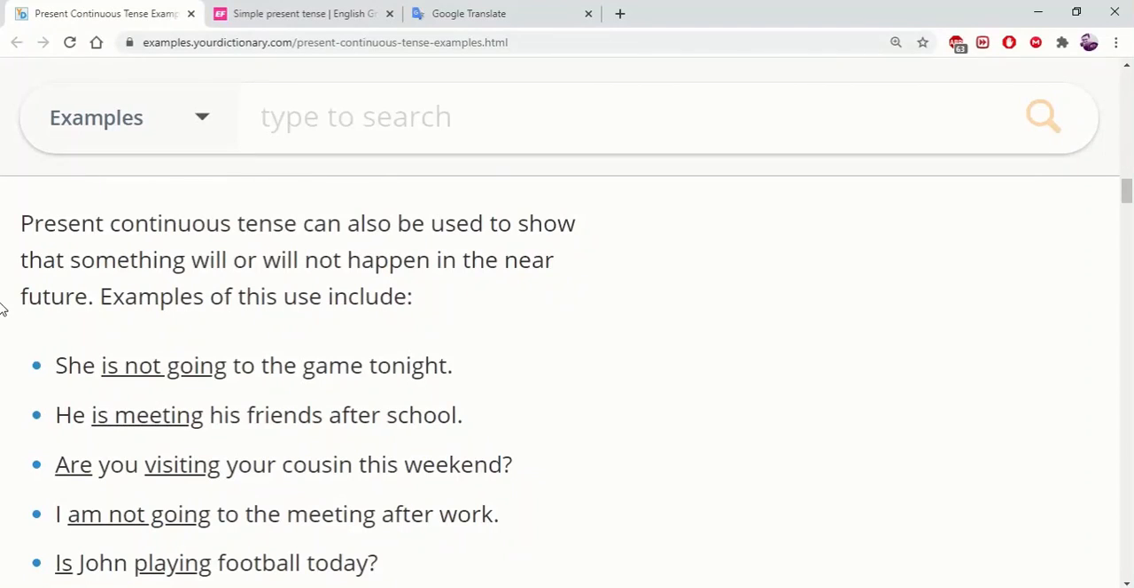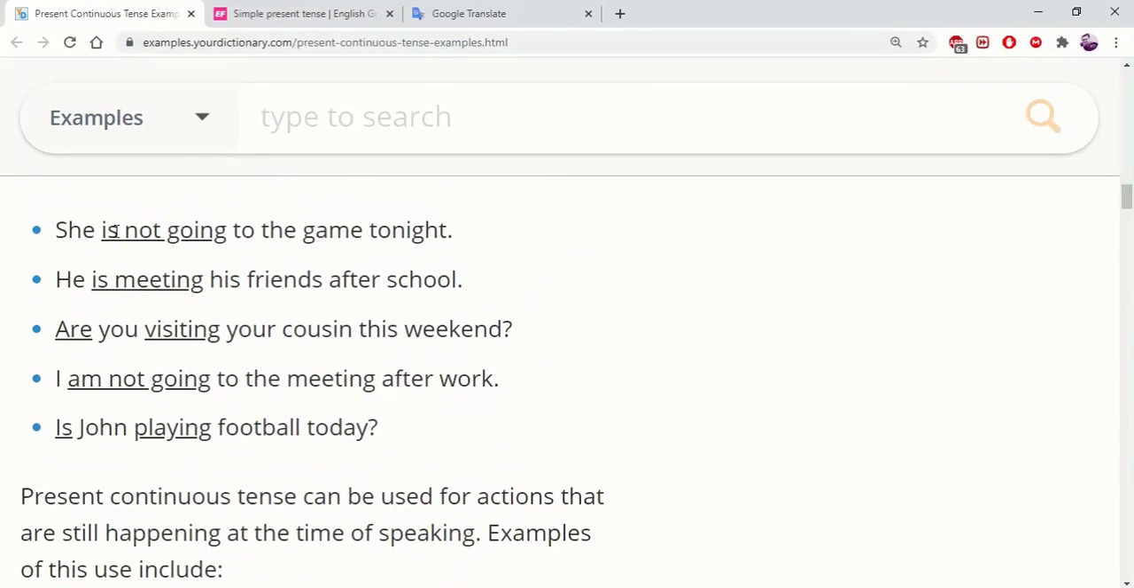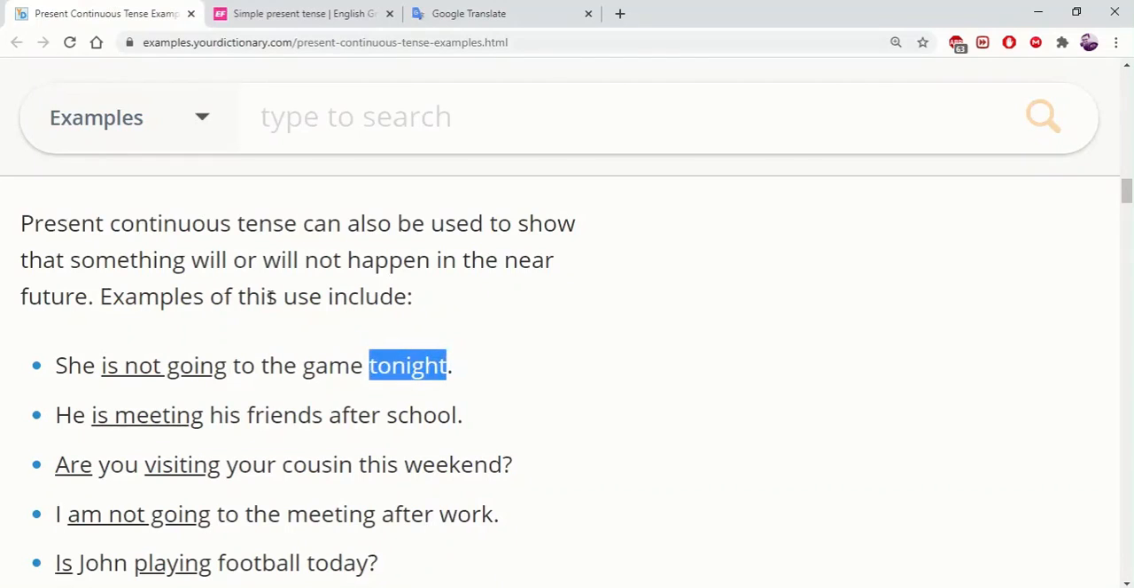Moving forward, present continuous tense can also be used to show that something will or will not happen in the near future. कोई ऐसी चीज़ जो हो सकता है या नहीं हो सकता है. Let's see the examples. She is not going to the game tonight. Tonight means what? It is near future. And this will not happen. वो आज रात game, now game can be anything, it can be any type of game, नहीं जा रही है.